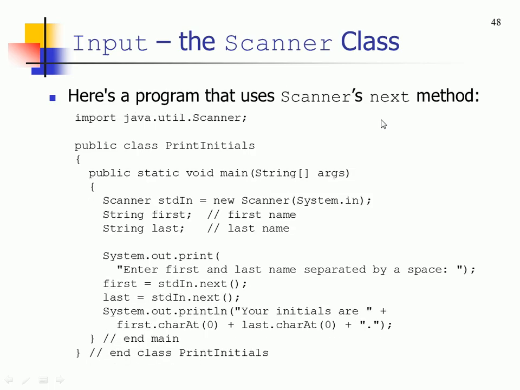All right, here's one with the next method, which I've already showed you an example of. Please enter your first and last name separated by a space. The first next will get first. The second next will get last because there's a space between them. Then I'll output the first initial and the last initial. Now this is nearly identical to what you need to do for your homework. So with the examples I gave you in this program here, you should be perfect.